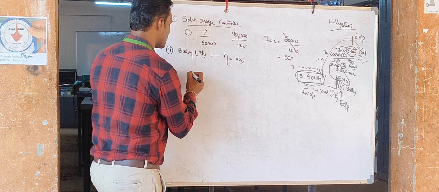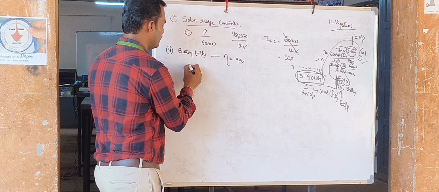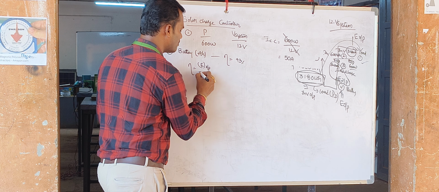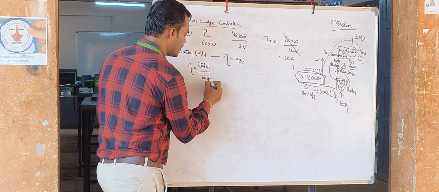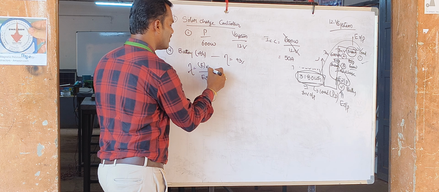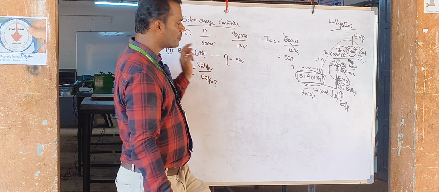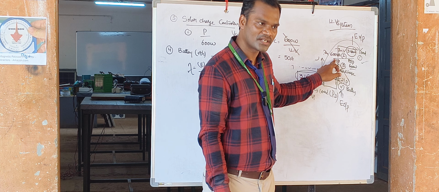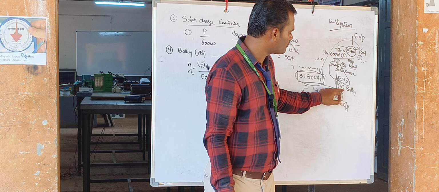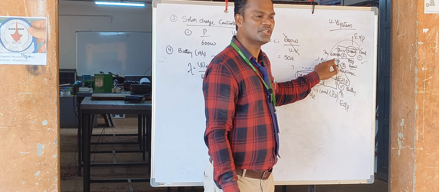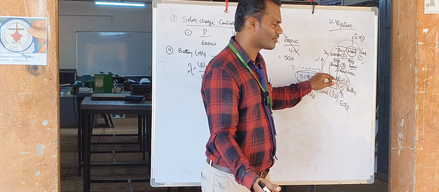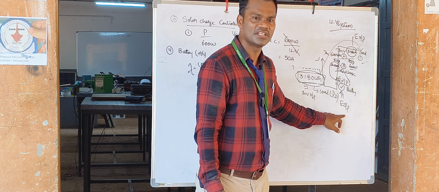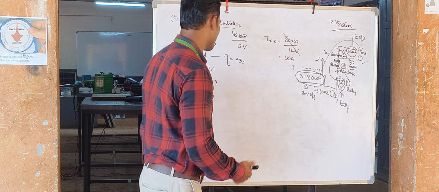So what is the relation we have to use? Efficiency is equal to energy output divided by energy input. We want to calculate the input. Efficiency is given, and energy output is given. Why is energy output given? Energy output of the battery is nothing but input to the inverter. Are you able to understand what I am saying? The output of the battery is nothing but the input to the inverter, because they are connected in series. And the input energy of the battery is nothing but the output of the solar panel. It's like a cascade connection, or a series connection.